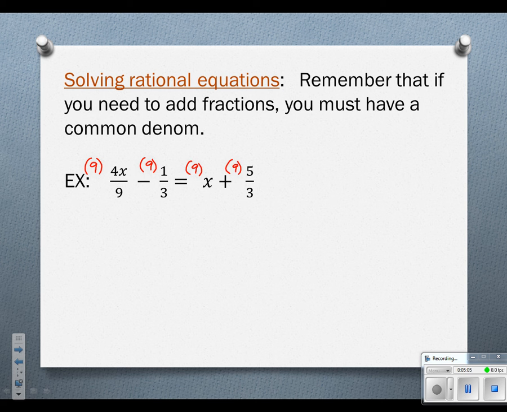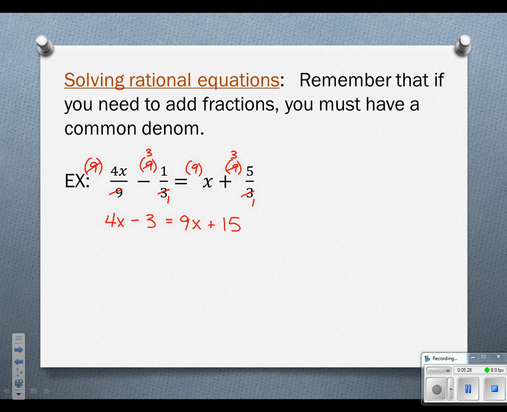So on this first term, if I multiply by 9s, I'll be left with 4x. Next term, I can reduce a little bit. I end up with negative 1 times 3. In the x term, 9 times x will just leave me 9x. And in the last term, I can do a little reducing again and end up with 3 times 5.